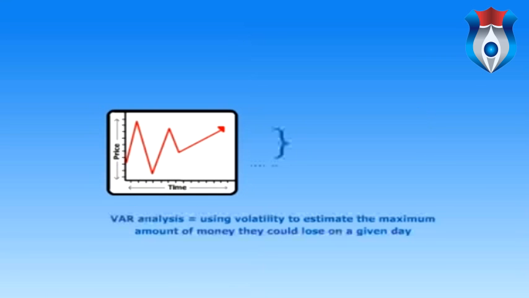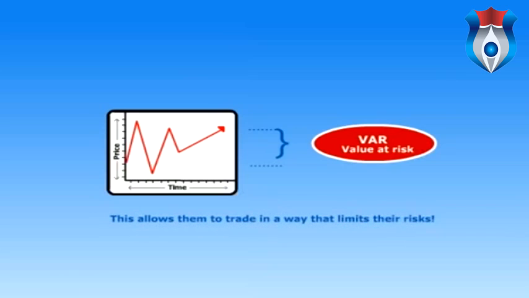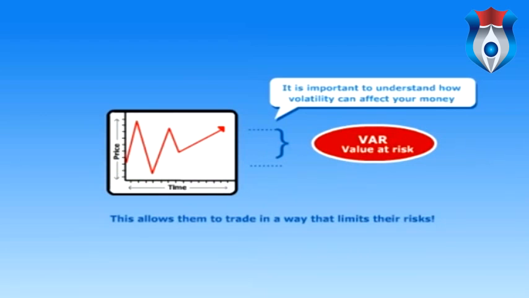They sometimes use a technique called value at risk, or VAR analysis, in which they use volatility to estimate the maximum amount of money they could lose on a given day. With this in mind, they trade in a way that limits their risks. It isn't necessary to carry out complex VAR calculations in order to trade successfully, but it is important to understand how volatility can affect your money.